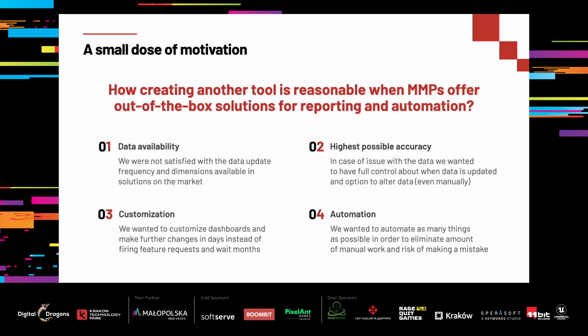And the last reason, automation. We wanted to automate as many things as possible in order to eliminate the amount of manual work and risk of making a mistake. Making CTR and CPI tests, creating campaigns, replacing creatives in live campaigns, or changing bids, they all are things which can be automated. To do that, we just need the data in place and of course, some programming.